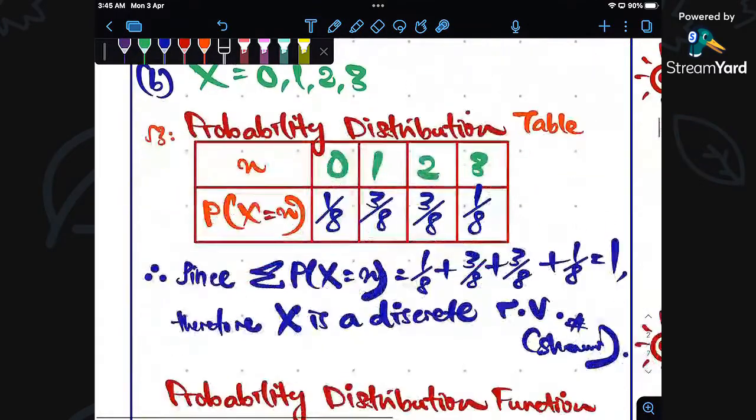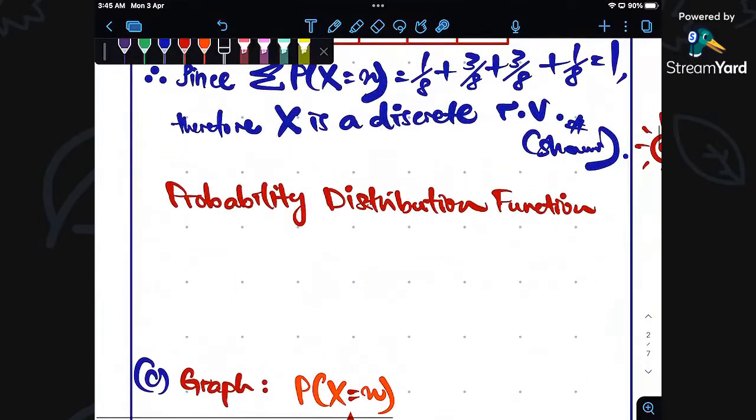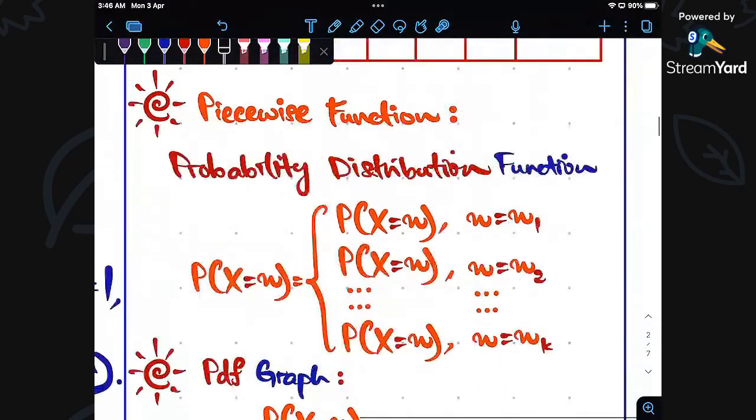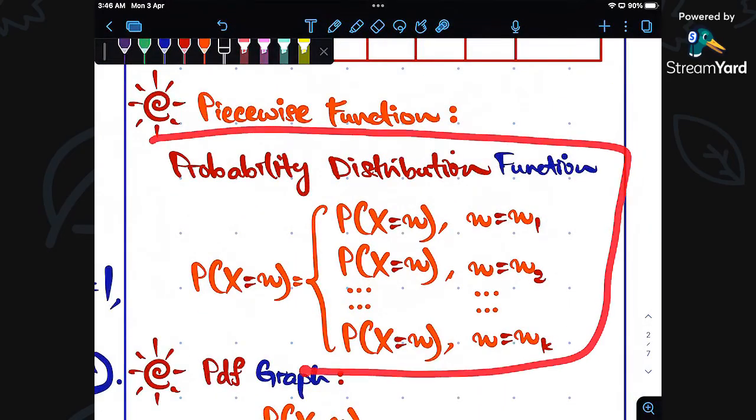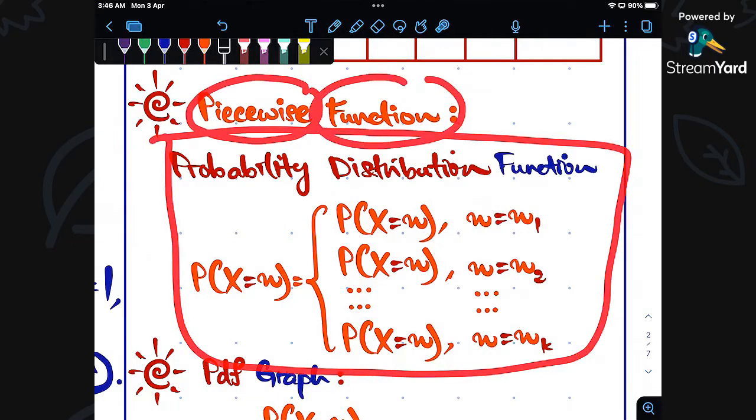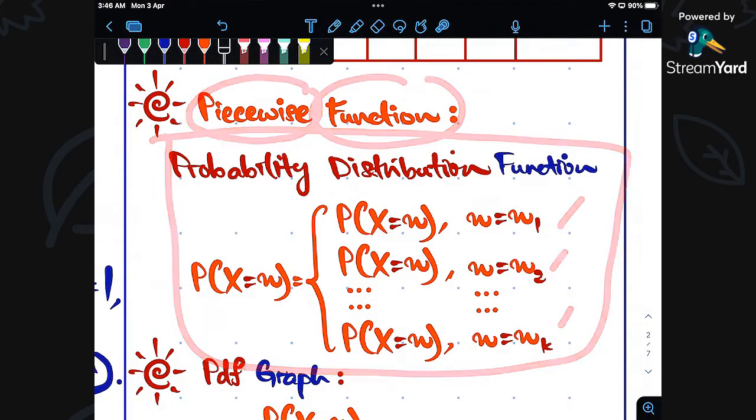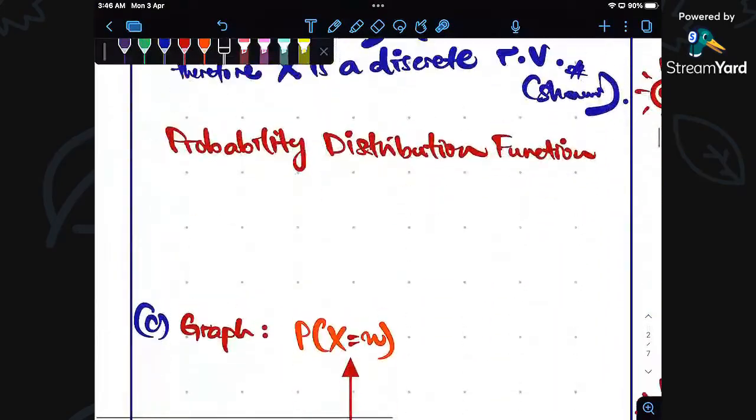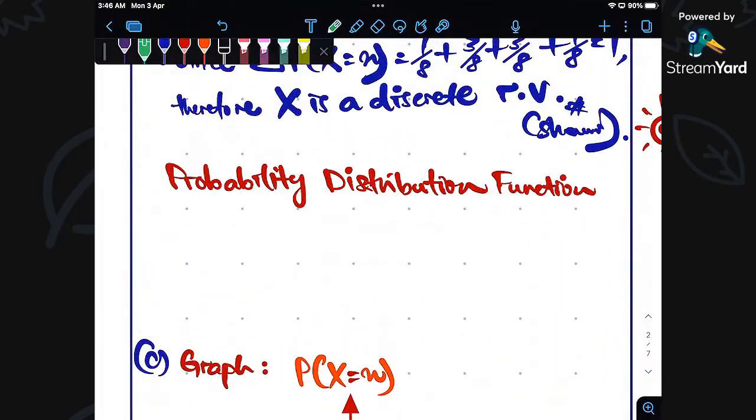So question B is where we gotta find the PDF. So function is where we need to refer to the notes here. This is how we write down our PDF. We need to write down our answer in piecewise function. I will teach you how to write them. It's just in terms of piecewise and it's very easy. All you need to know is that we must write down P(X = x) first.